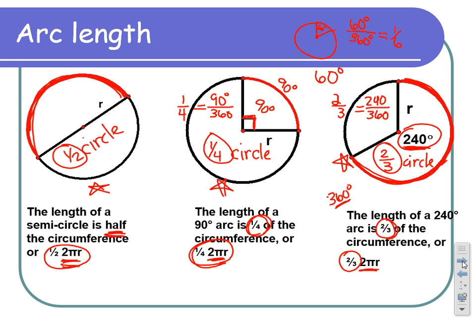So I find that fraction by taking the measure of the arc and dividing it by 360 and just simplifying that fraction. So if I had, say, 100 degrees, and I wanted to know what fraction of my circle I was dealing with, I would put 100 over 360, and then I would reduce that to 5 over 18, and that's the fraction of the circle I'd be working with. Okay, so let's look at an example.